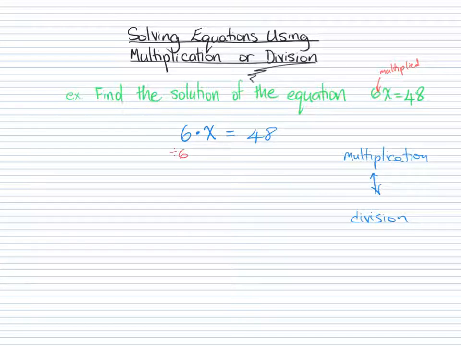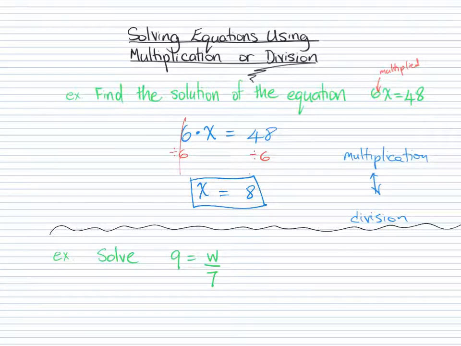But you can't just divide by 6 on one side and not the other. So whatever you do on one side of the equation, you have to do on the other side of the equation. So you'll get the x alone, which is what we want. x is equal to 48 divided by 6, which is 8. And that is our answer.